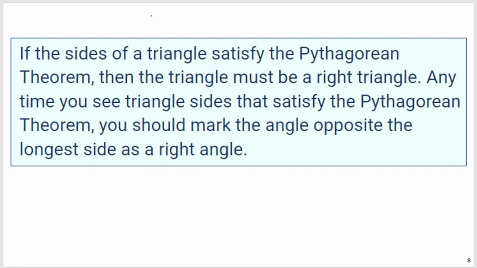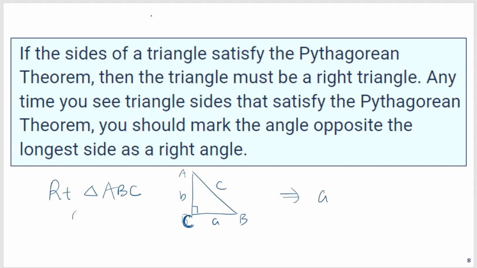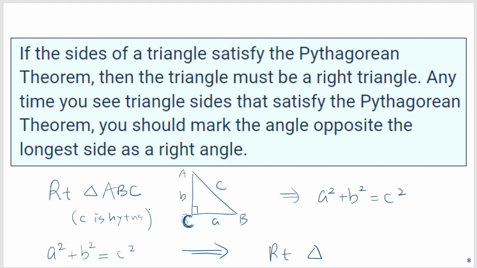You get it? So in a summary, when you have a right triangle ABC, suppose the hypotenuse is C, we know that A squared plus B squared equals C squared, right? And the reverse statement is also true, which says that when you have A, B, C as the three sides of a triangle, if you have A squared plus B squared equals C squared, then we know this is actually a right triangle. Did you get it?